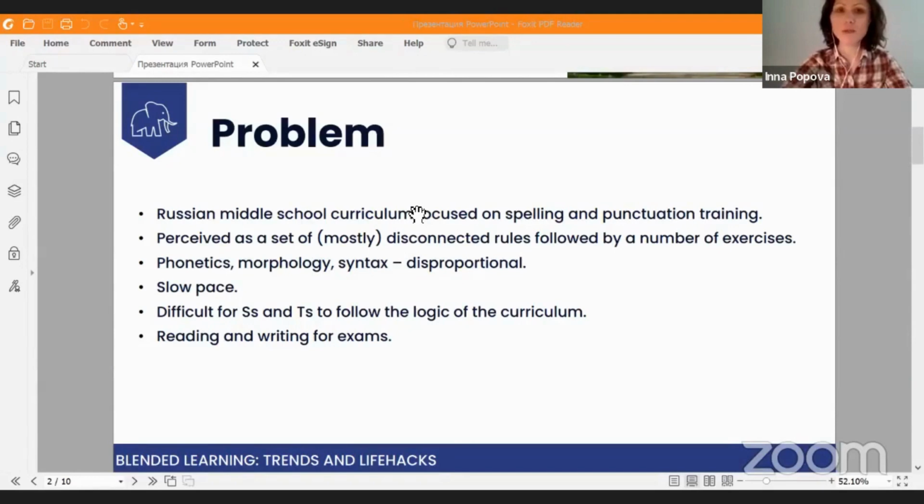The problem that we faced when we started constructing our curriculum was that in a normal Russian middle school, the governmental program is built in a very specific way. It is focused mostly on spelling and punctuation training. Of course, there are theoretical topics, like what a noun is or what an adverb is, or what the structure of a sentence should be. But it is all about how to spell words and how to punctuate sentences, and it doesn't pay much attention to the system of the language.